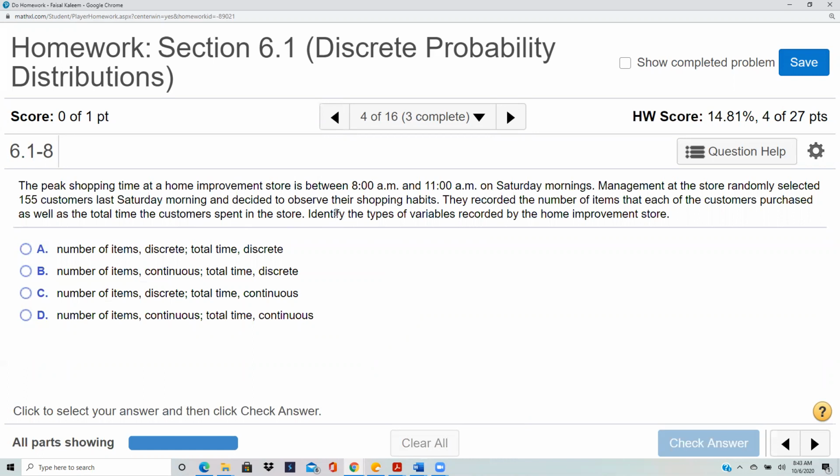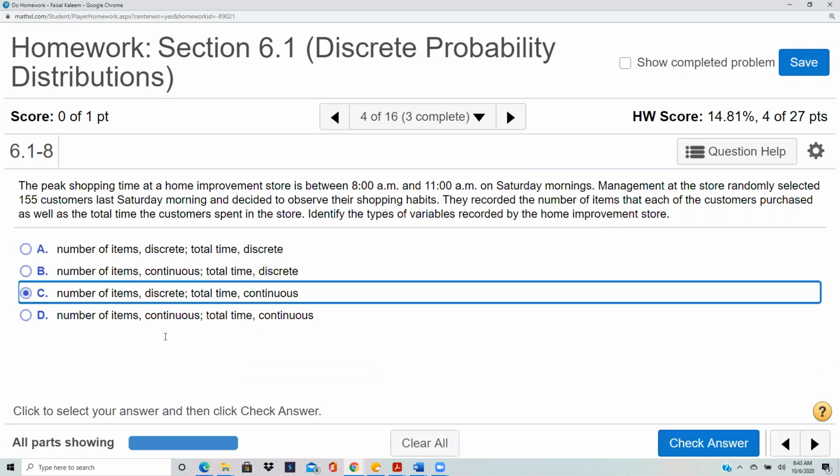The peak shopping time is between 8 and 11. Management randomly selects 155 customers and decided to observe their shopping habits. They recorded a number of items. So whatever you are recording or studying or observing, that is the variable. So they recorded the number of items each customer purchased as well as the time. So number of items is a count, so that'd be discrete, whereas the total time you spend, that's a measurement, so that's continuous. So number of items discrete, total time continuous, it's this one.